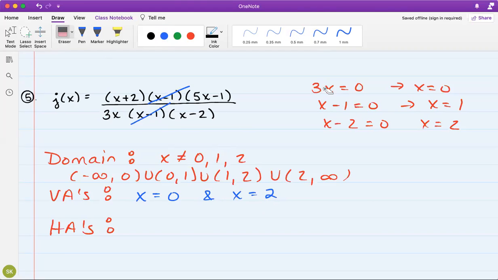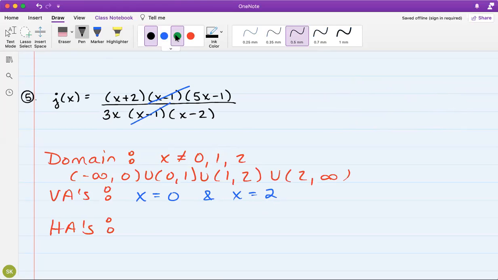Okay? The next thing is I want to find my horizontal asymptotes. To find my horizontal asymptotes, what I need to do is figure out the degree of the numerator and the degree of the denominator. Okay. I'm going to erase this piece. You could mark it out, it's fine if you want to find the degree that way, but I'm going to keep it all like originally how it was.